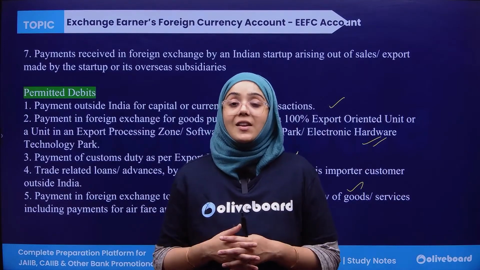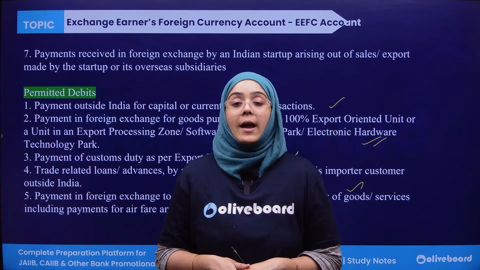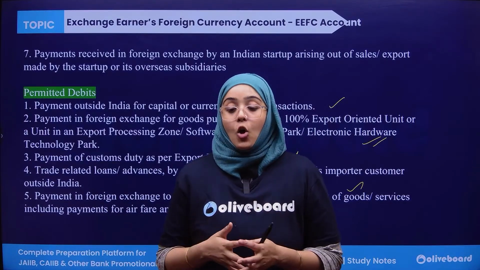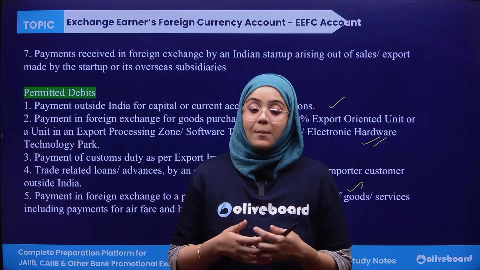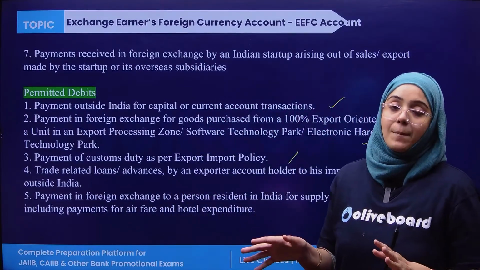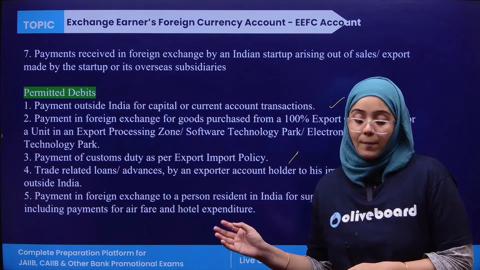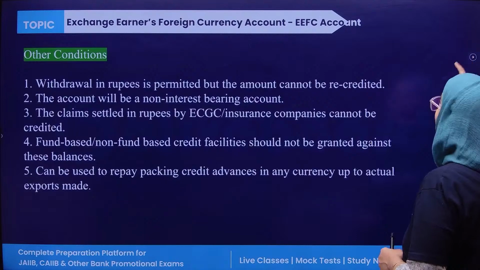Permitted debits are obviously if you are paying for some of the goods that you have imported, or if you have to pay for the expenditure of hotels and fares. These are the permitted debits that are allowed from this account. Clear? Done? Okay. Next account.